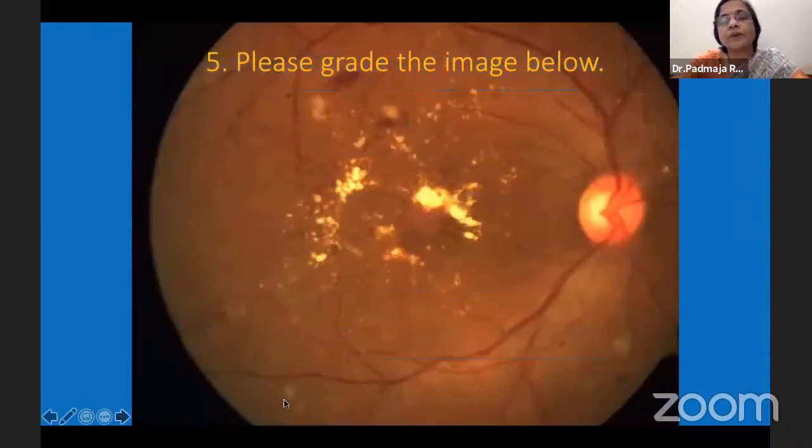I'm sure many people will tell this grading immediately. If you see, it's a 45 degrees fundus photography. You are seeing lesions like hemorrhages in all quadrants, and you are having hard exudates. So tell the classification: what is the diabetic retinopathy classification and what is the center maculopathy classification.